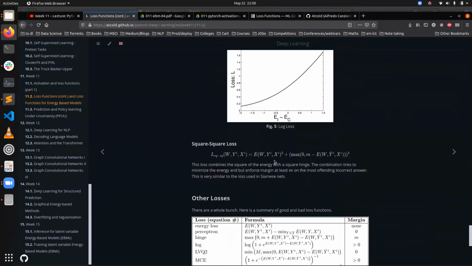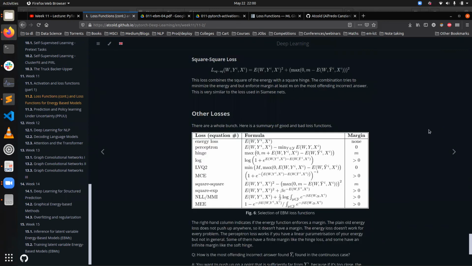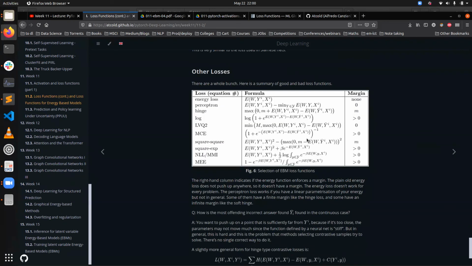Square loss is the same thing, but you just take squares. This loss combines the square of the energy with the square hinge. So take the square of the energy at the correct y and the square of this part. This combination tries to minimize energy, and it is very similar to the loss used in Siamese nets. So these are a summary of all the loss functions.